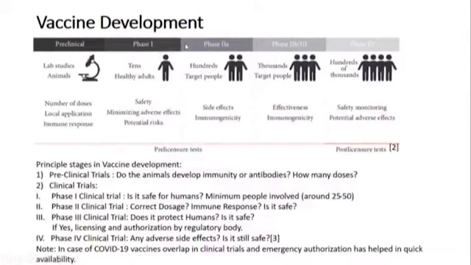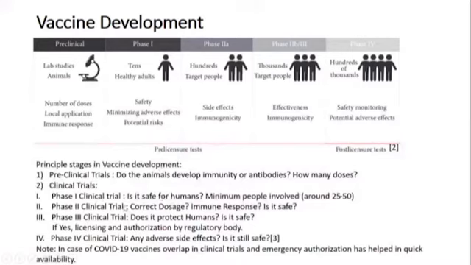Vaccine development consists principally of two different phases, that is preclinical trials and clinical trials. Preclinical trials consist of testing in animals, and it checks whether immunity is developed or not and how many doses are actually required. The clinical trials consist of phase 1, phase 2, and phase 3 clinical trials. Phase 1 trial consists of a small number of human volunteers, and it checks whether it is safe for humans or not.